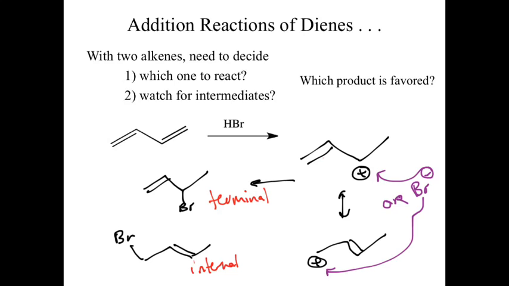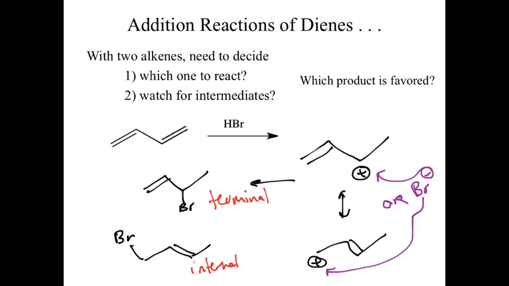Well, the terminal is a higher energy alkene, so we might say, oh, the terminal alkene is going to be less favored because it has a higher energy. So we could look at that as a thermodynamic favoring, because our products have different energies. The other option is we can bring in this kinetic effect as well.